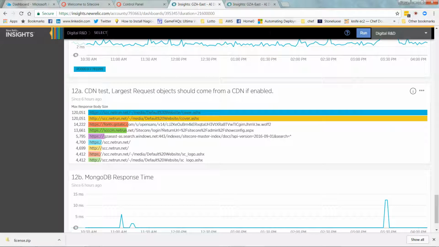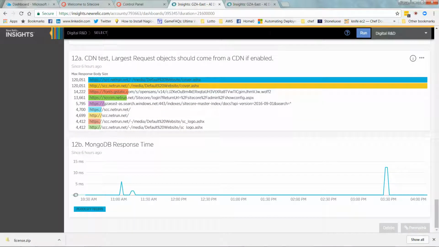Number 12 is the CDN test, the largest request objects. If you have a CDN enabled, you'll see that URL here instead of the default domain. But it also lets you know which objects should be offloaded to a CDN if you're not using one. And number 12 is the average response of the MongoDB database.